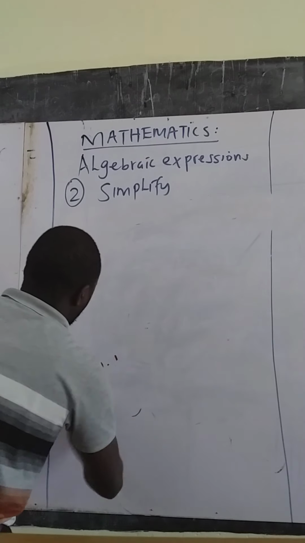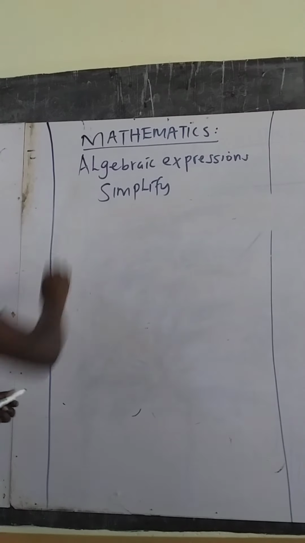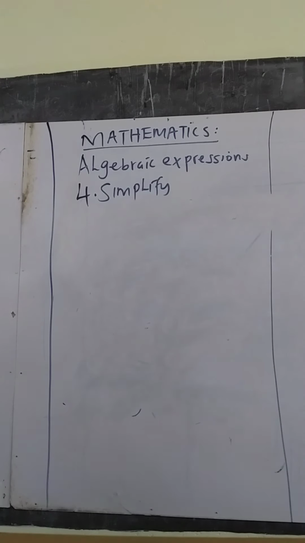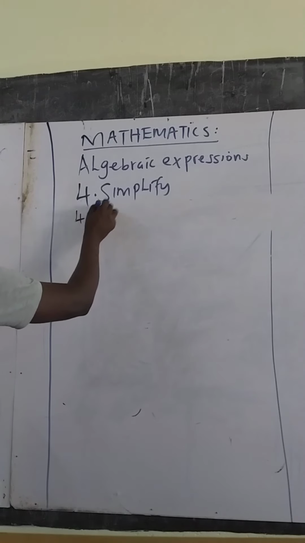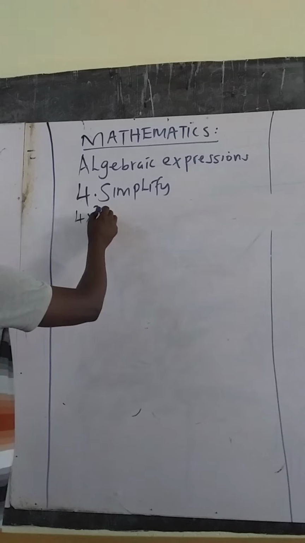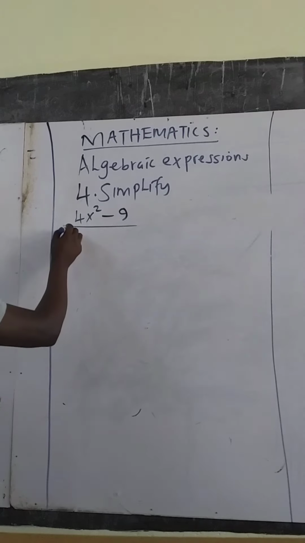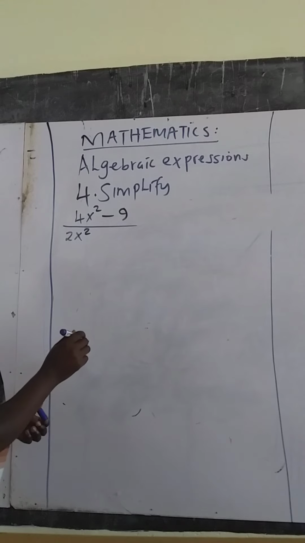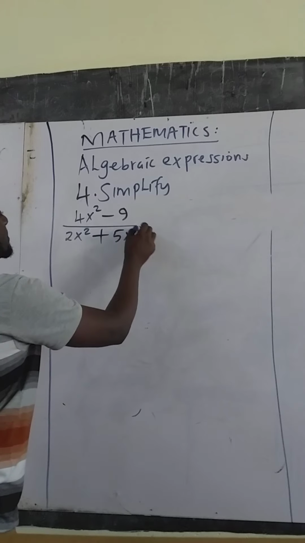Example 4. Simplify. Now I want to give you a more advanced example. If you are given 4x squared minus 9 over 2x squared plus 5x plus 3.